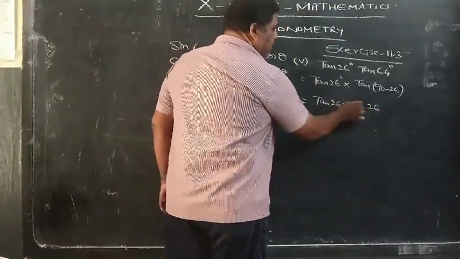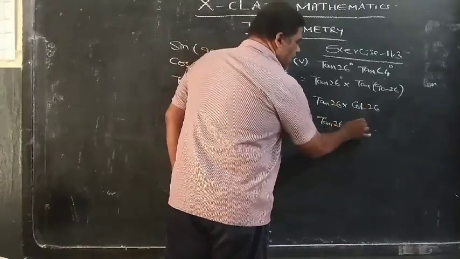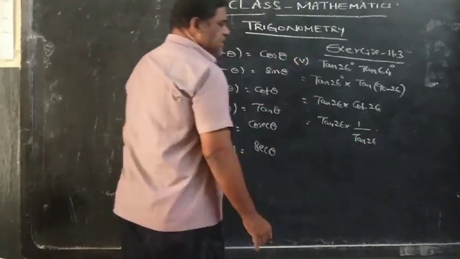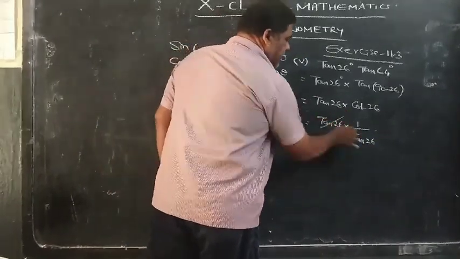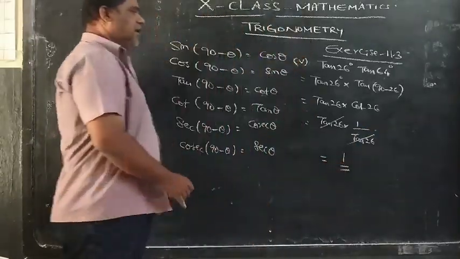Now tan and cot are reciprocal to each other, so tan 26 into cot 26 can be written as tan 26 into 1 by tan 26. Cot is nothing but the reciprocal of tan. Tan 26 will get cancelled. Now the answer is 1.